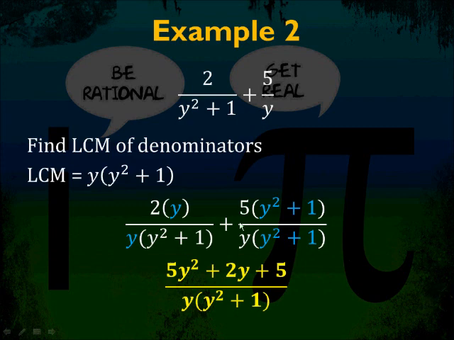So you get 5y squared, which comes from here, plus 2y plus 5, all over y times y squared plus 1. So you see, it's not that difficult, but the key is to make sure you get the right least common denominator. In some ways, with letters, it's easier because you don't have to do all these factor trees. You just have to make sure that the bottom is factored, and that each denominator has all the factors that are in both numbers.